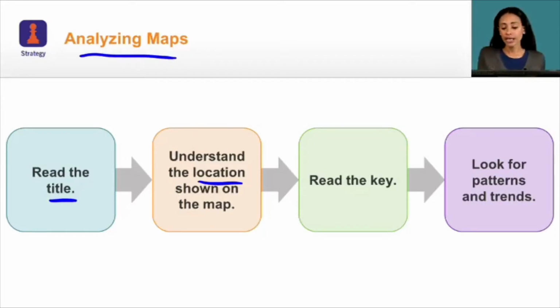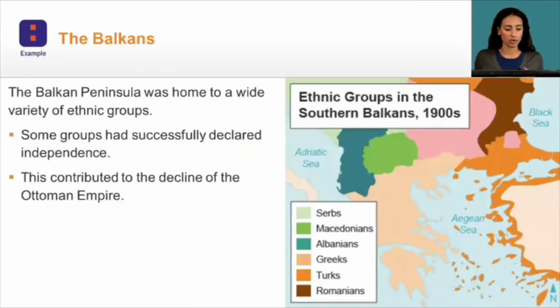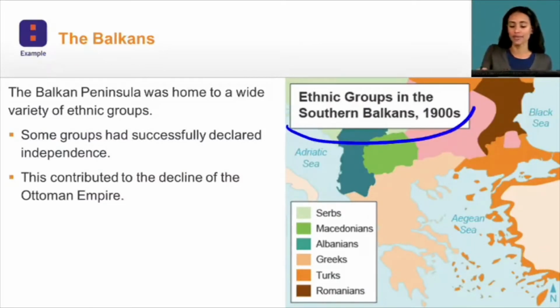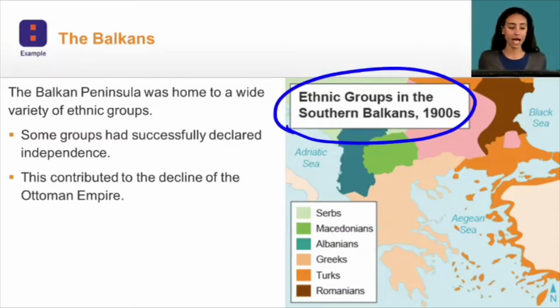And then if there's a key, you want to make sure to read that so that you know exactly not only what the location is, but how the boundaries are drawn, and what information you're getting from that map. And then once you know exactly what you're looking at, where it is, what information is being provided to you, this is when you need to start drawing conclusions by looking for patterns and trends. So if you want to walk through this process with me, we'll take a look at a map that's showing us ethnic groups in the southern Balkans in the 1900s.